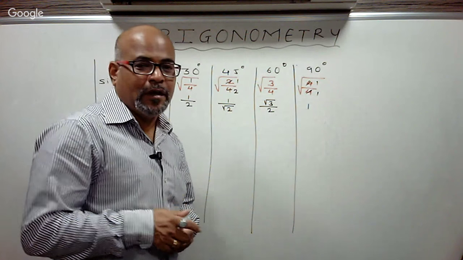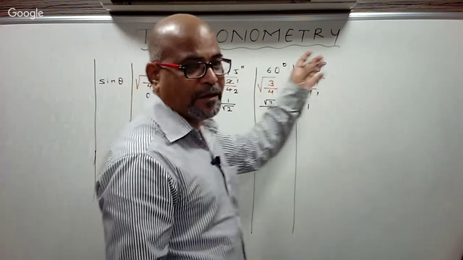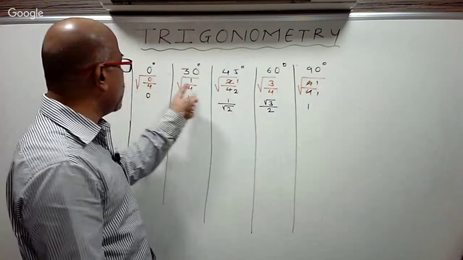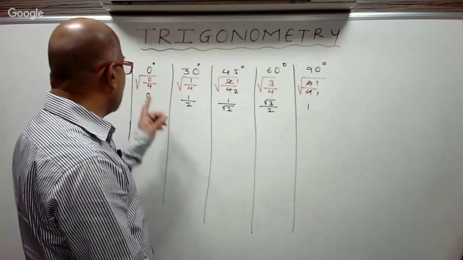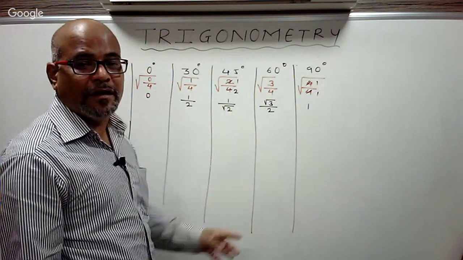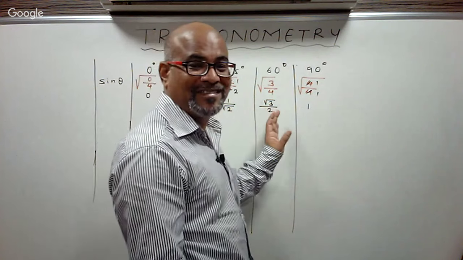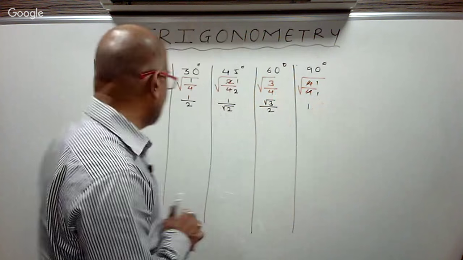Again, I am repeating how to remember the values of sin 0, 30, 45, 60 and 90. For that, write down 0, 1, 2, 3 and 4. Divide each number by 4 and find the square root. The values we get are the values of sin 0 degree, sin 30 degree, sin 45 degree, sin 60 degree and sin 90 degree.